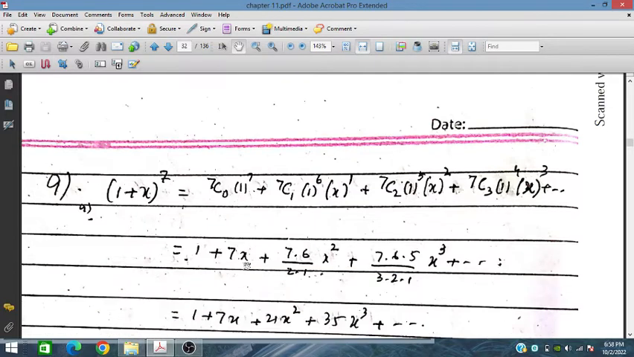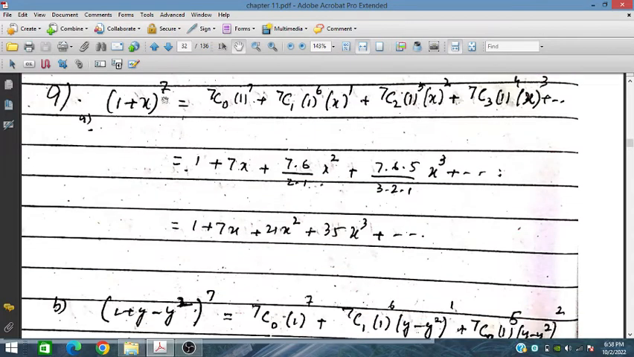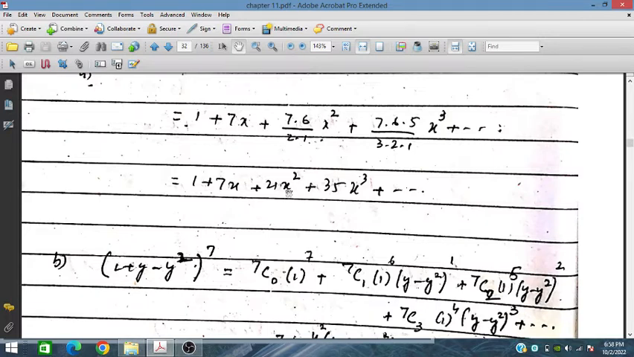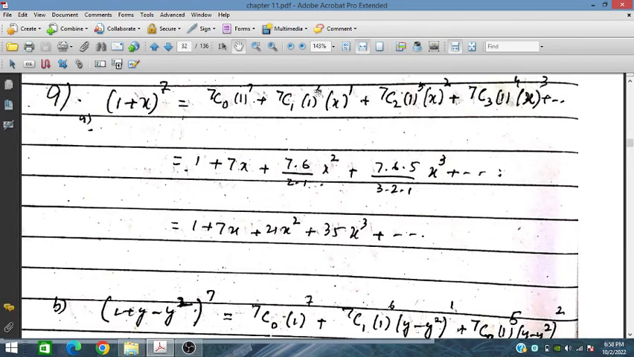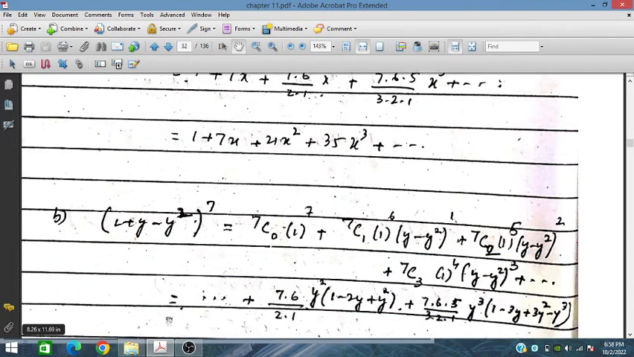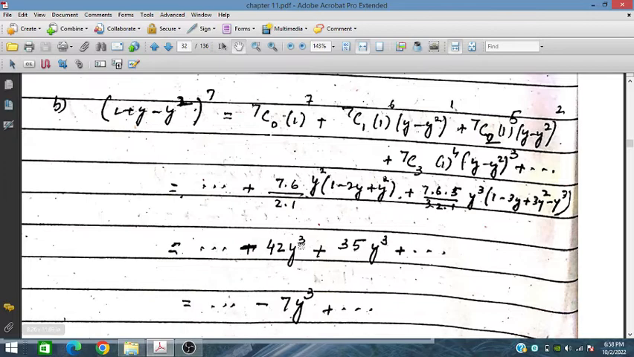Problem number 9, this is simple. We have expanded up to the 4th term, 1st, 2nd, 3rd and 4th term, and by using this we have to apply this into this one. We have obtained y power 3 as this.